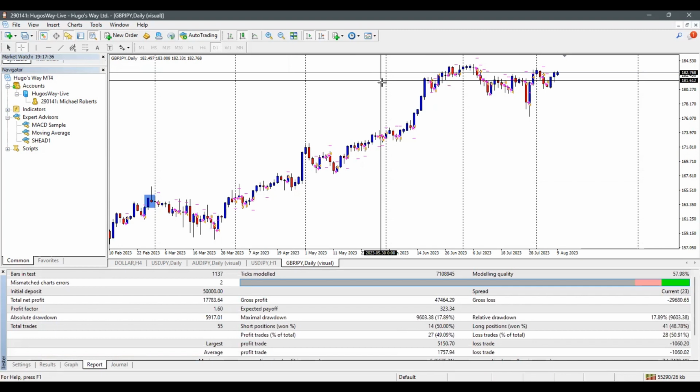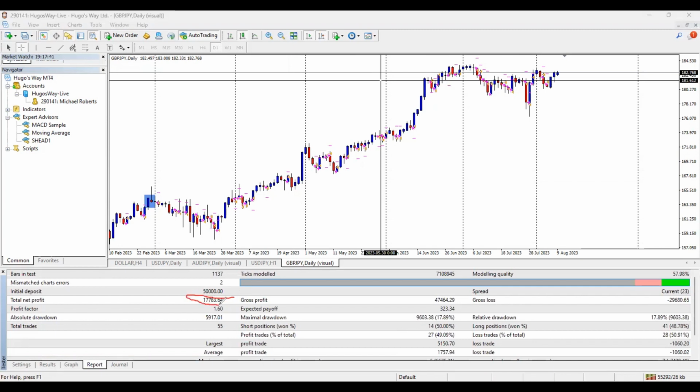So draw here. This is one of the recommended pairs. Now, all Japanese yen pairs are recommended. Pound Japanese yen is our favorite personally in the academy. Now, if we look at what we have here, the gross profit. Let's look at the positions here.